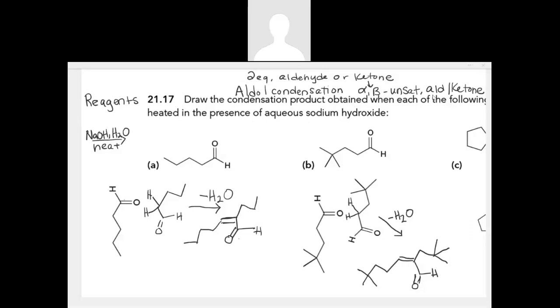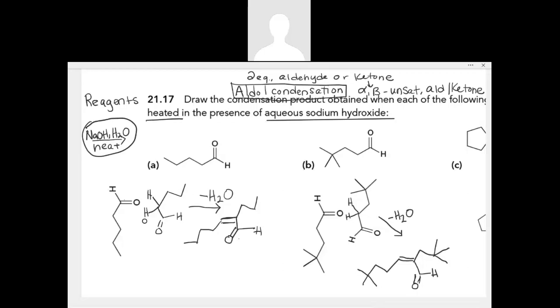Problem 17 from chapter 21 asks us to draw the condensation product obtained when each of these following aldehydes are heated in the presence of aqueous sodium hydroxide. Our key as to what reaction will occur, which we determine to be this aldol condensation, is that we are heating in the presence of aqueous sodium hydroxide. So when we think of the reagents, we should think of sodium hydroxide, water, and then heat applied as well.